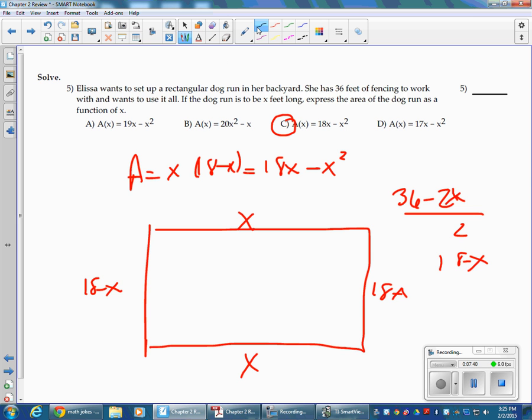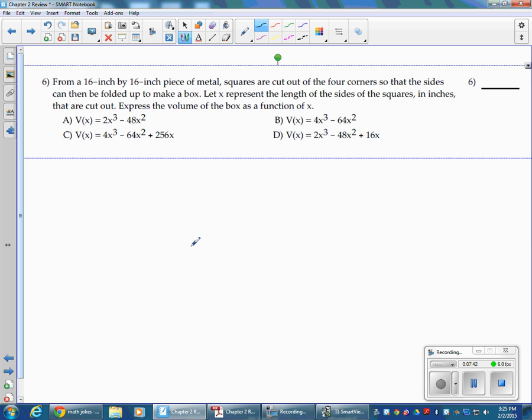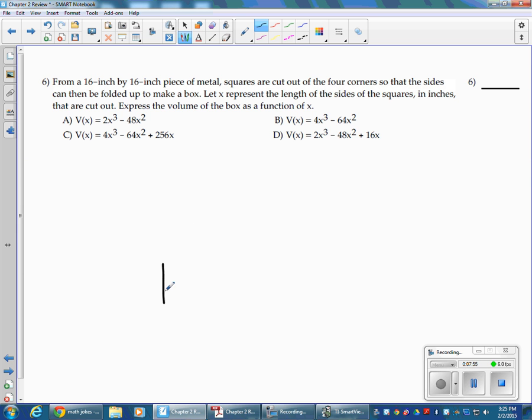All right, number 6 is also a word problem. From a 16-inch by 16-inch piece of metal, squares are cut out of the 4 corners so that the sides can then be folded up to make a box. Let x represent the length of the sides of the squares in inches that are cut out. So here I have this box. I'm going to cut out these sides.